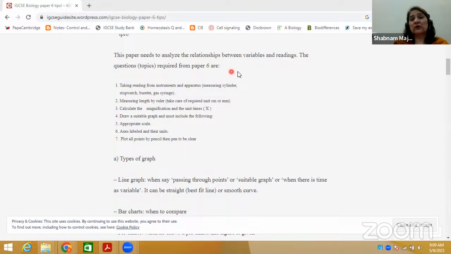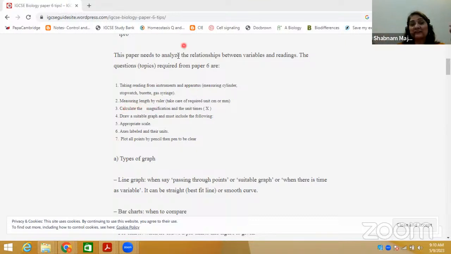The question topics required from paper six are as follows. Let's see the main topics, which start with taking readings from instruments and apparatus. Instruments and apparatus are very important. For example, the measuring cylinder. You must have done in chemistry the basics of separating mixtures and what type of simple apparatus you use, for example measuring cylinders, stopwatch, burette, gas syringe. These are apparatus which give you precise and accurate measurements.